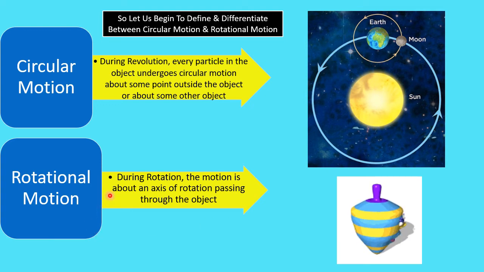What is rotational motion? During rotation, motion is about an axis of rotation. This is the axis of rotation, and the motion is about an axis of rotation passing through the object.